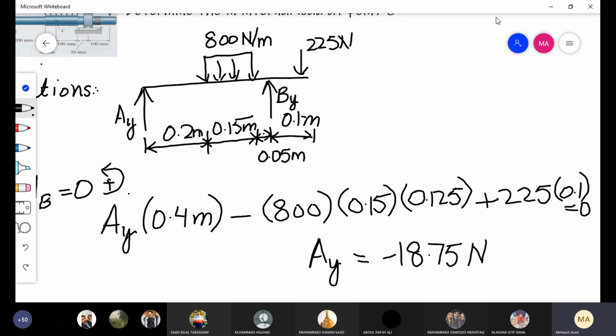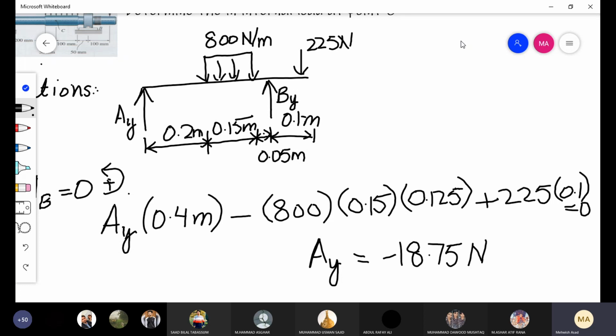Okay, this is reaction A. We have simply applied the equation of equilibrium, summation of moments is equal to 0 about point B. B point के about जब हमने moment calculate किया तो हमारे पास reaction AY की value minus 18.75. We assume the reaction is acting upward, but the answer is negative 18.75, meaning the reactive force is acting downward.